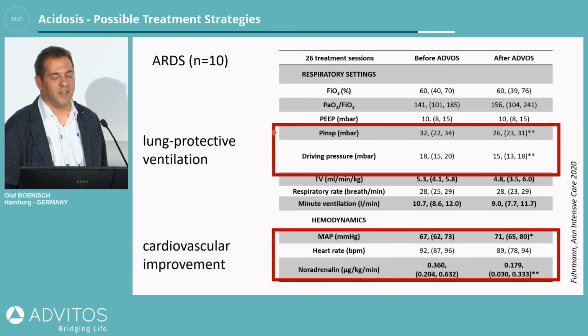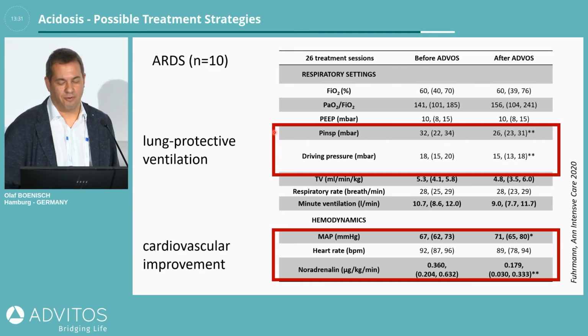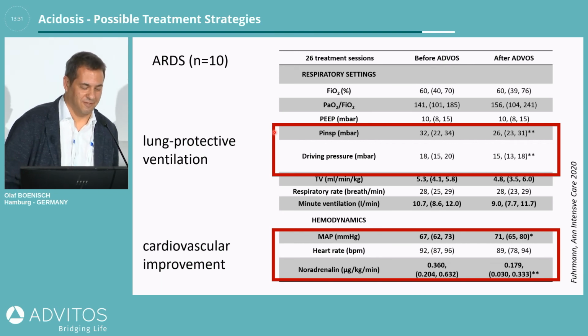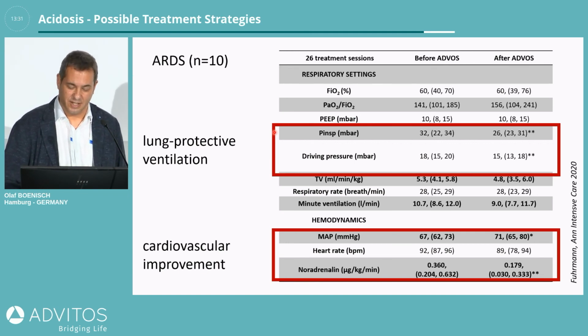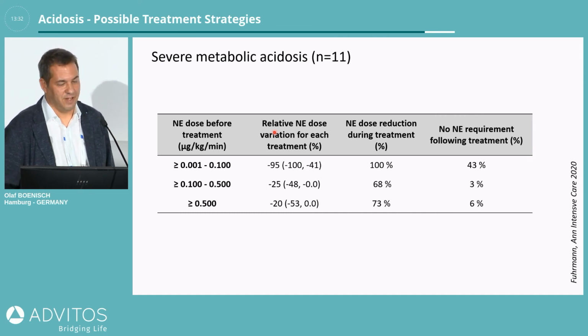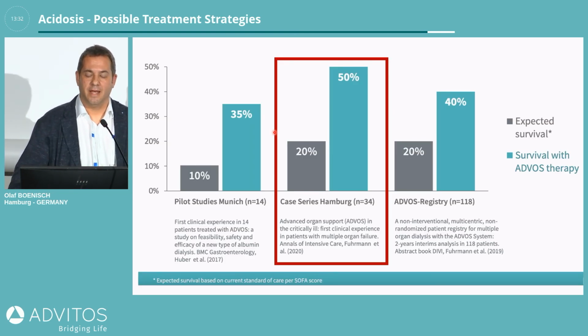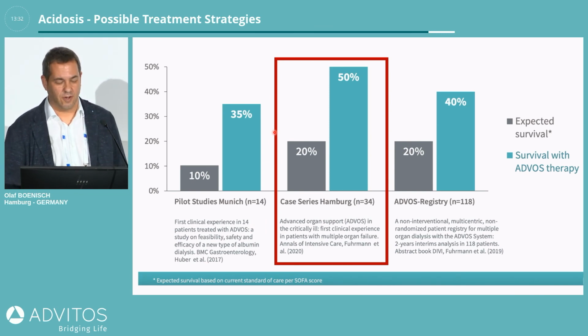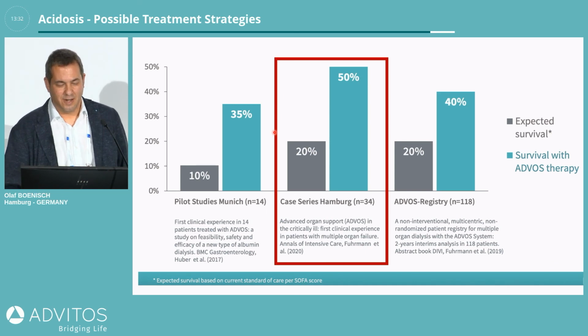And in the group of patients with ARDS, you see that we were able, during the treatment, to reduce both the driving pressure as well as the maximal inspiratory pressure, and we were therefore able to provide lung protective ventilation. And you also saw cardiovascular improvement with a significant reduction in noradrenaline doses. The same was true for the patients with severe acidosis, who had a significant reduction depending on the initial dose. And this was accompanied by a survival that was better than expected. Based on the SOFA scores the patients had, we expected a survival of 20%, and we observed a survival of 50%.